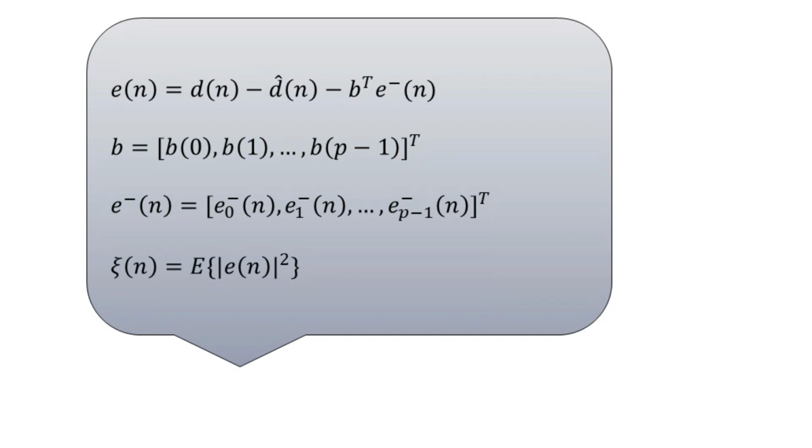This minimization will be made possible by differentiating this zeta of n with respect to the complex conjugate of b of k and setting the derivatives equal to the value 0 here. So the result is a set of normal equations of the form given by the matrix equation, or the vector equation you can refer to, as capital R suffix e times the vector small b is equal to small r suffix de, which is the cross correlation here.